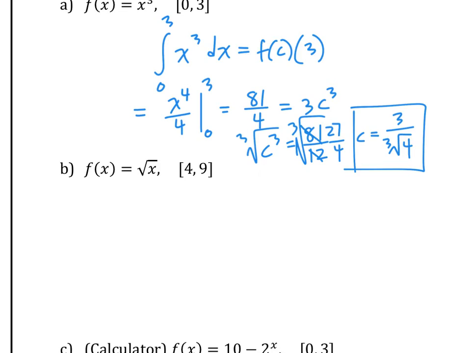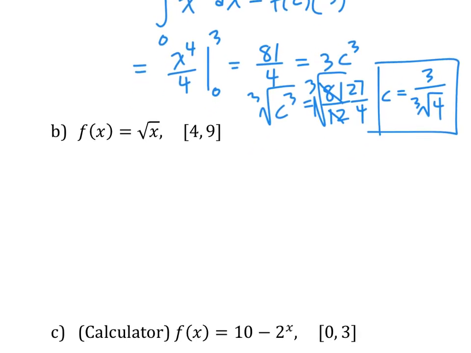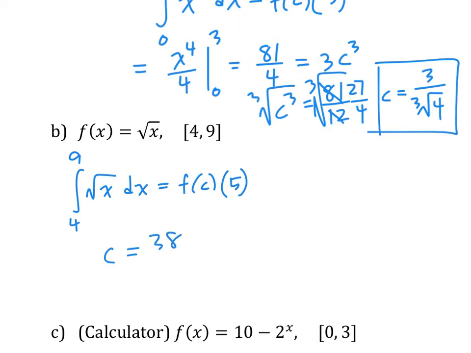Okay, so let's go ahead and try another one. If you have the same height, the integral from 4 to 9 of square root x dx is equal to f of c, whatever that number is, times the same base. The base is 9 minus 4, so that is 5. Okay, go ahead and figure out what c is. Okay, so c is equal to 38 over 15 squared. Yeah. Okay, next.